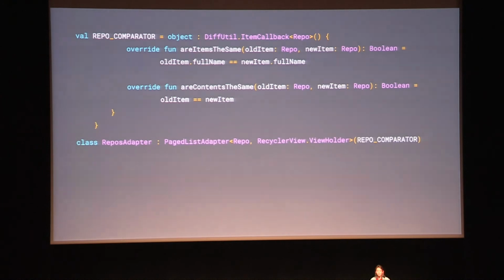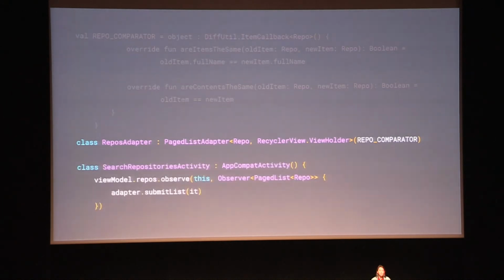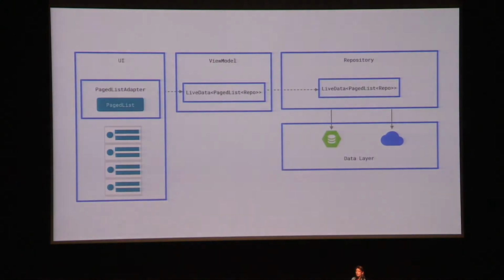So this means that we would work with a page list adapter, and then in our UI, we would just submit the list. So here we are observing the live data of a page list, and whenever on change is triggered, we are setting that list to the adapter. So then in our UI, we're just changing the recycler view adapter to a page list adapter, working with a page list.